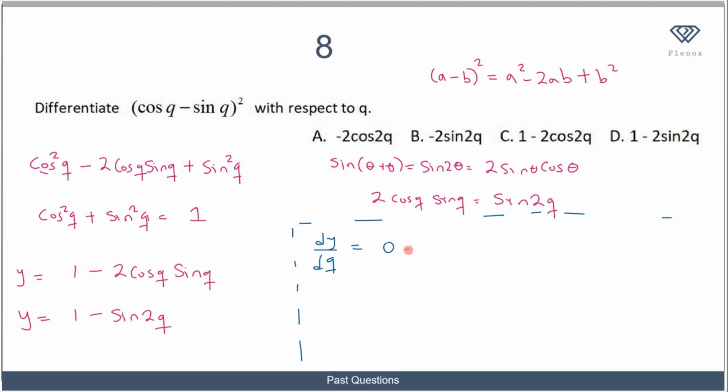So this becomes minus cos 2q, and I differentiate what is inside here, 2q. When I differentiate 2q, I get 2. So that becomes what? So dy over dq becomes minus 2 cos 2q. And that makes the correct option A.